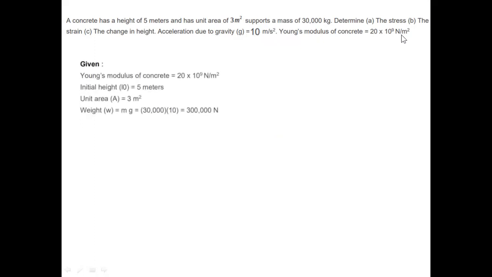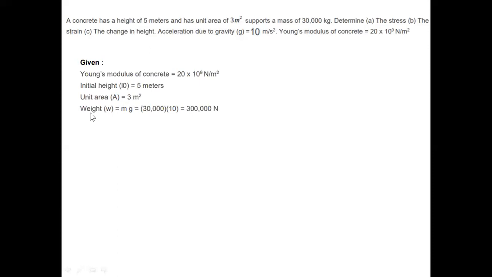For this example only, we're going to use the acceleration due to gravity as 10 meters per second squared. The Young's modulus of the concrete is 20 times 10 raised to 9 Newton per meter squared. Now, let's define the given parameters. The Young's modulus of concrete is 20 times 10 raised to 9 Newton per meter squared. The initial height, LO, is 5 meters. The unit area, A, is 3 meters squared.